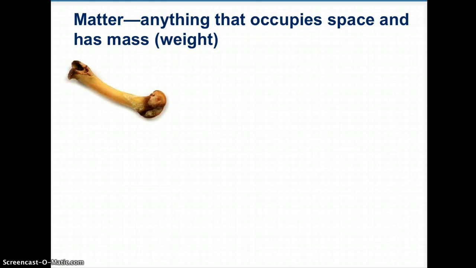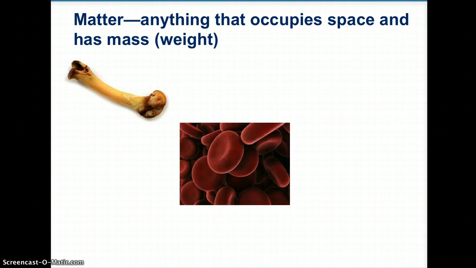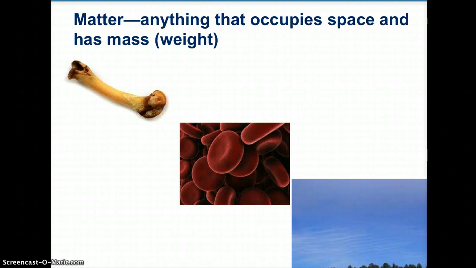We have solids, like bone. They have a definite shape and volume. Then we have liquids, like blood and sweat. They have a definite volume, but they conform to the shape of their container. And then gases, the air we breathe, has neither a definite shape or a definite volume. We're not going to talk about plasma for the time being.